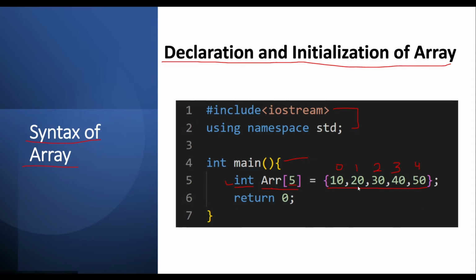And if you want to print the value 30, then you have to type cout, the name of the array and the index number. It will print the value 30. Let's do some examples to master arrays in C++.